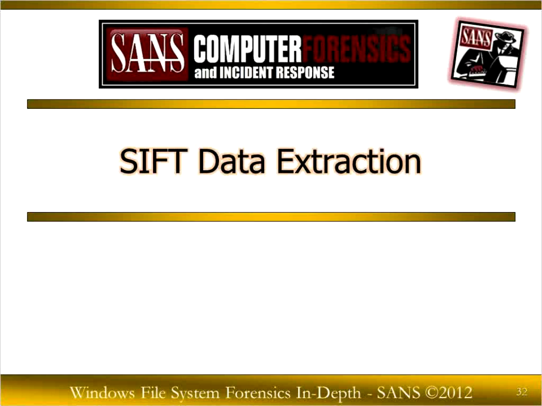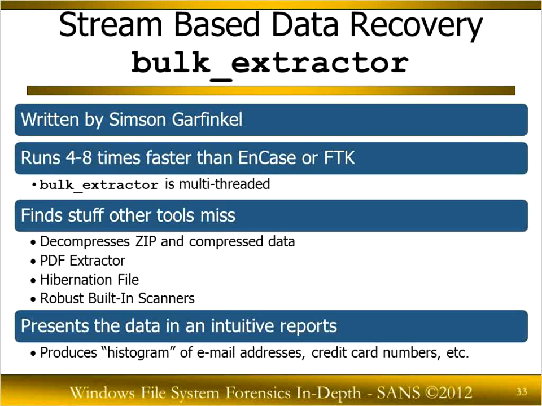For data extraction on the SIFT side, there's a great tool within the SIFT Workstation, which is actually much faster than EnCase and FTK, called Bulk Extractor. This is a new tool written by Simson Garfinkel and his team, and it runs 48 times faster for data and stream-based extraction than EnCase or FTK. One of the reasons is that it's multi-threaded, so those of you who have multi-core systems are going to really see a benefit here. It'll find stuff that a lot of other tools miss.